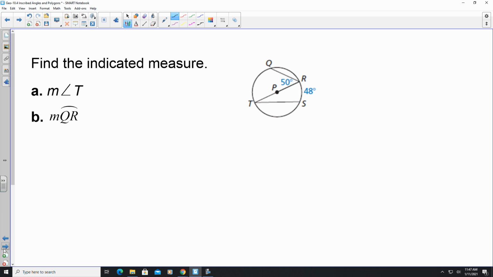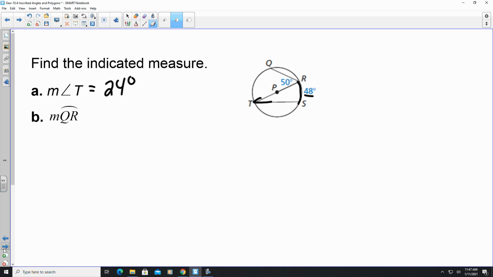So with that being said, we have some examples here. The first thing they want us to do is find the measurement of angle T. So angle T is right here. And what's going to help us is we know that this arc measure RS is 48 degrees. So knowing that the angle is half the arc, the measurement of angle T is 48 divided by 2, which is 24 degrees.